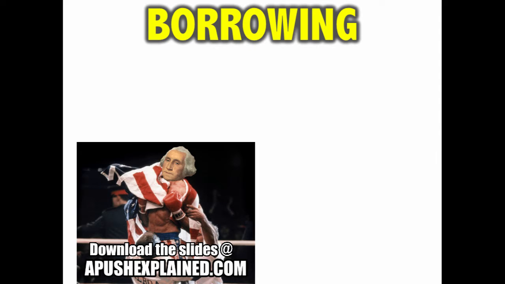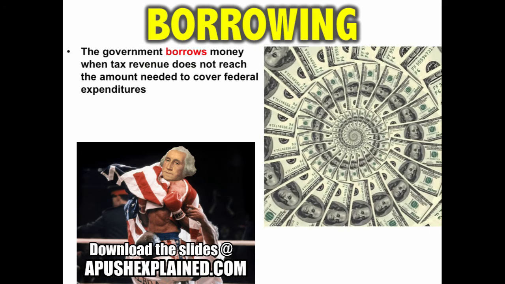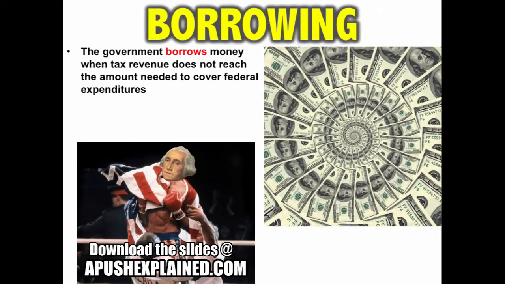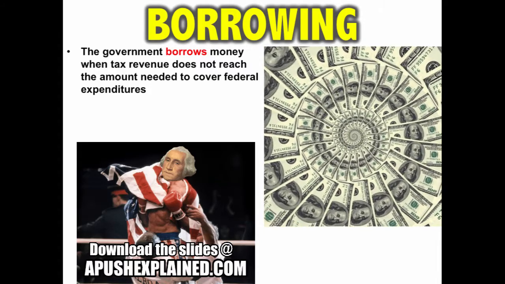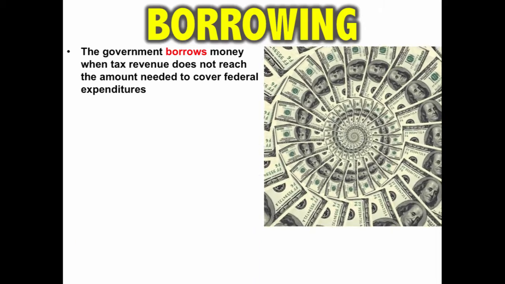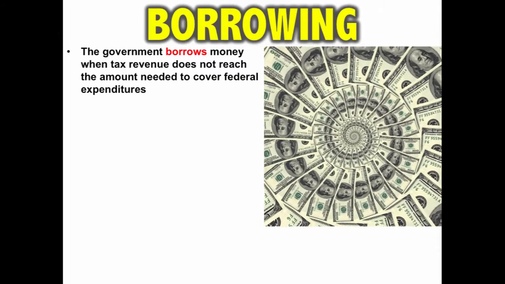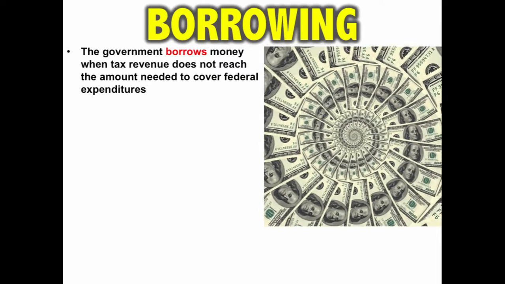When we're talking about money, very often we need to talk about borrowing, because the government borrows money when tax revenue does not reach the amount needed to cover federal expenditures. As we mentioned, this has been the case very often in recent history. This gap between money needed and actual revenues makes up a deficit.